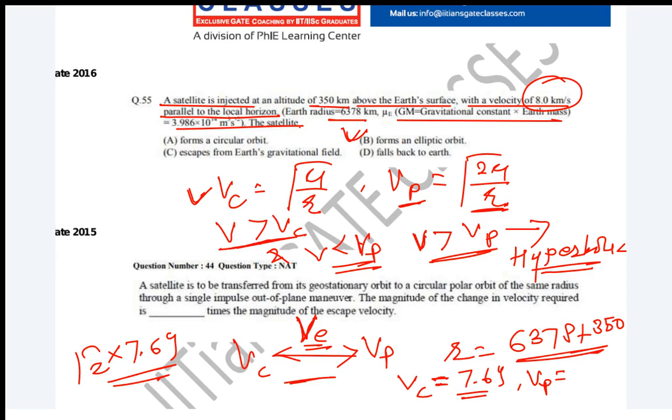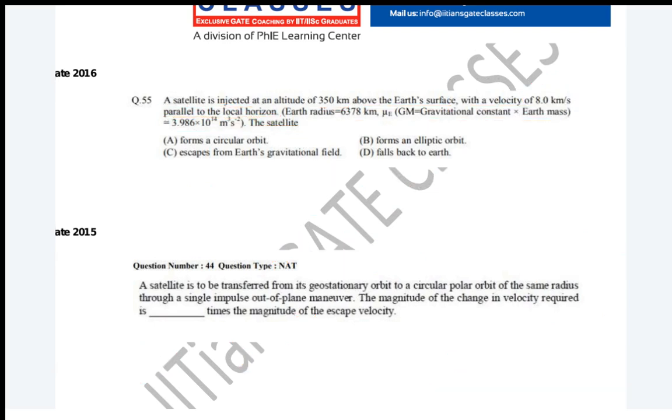Yes, so 10.88 kilometers per second. So that means the velocity is between parabolic and circular, so it is an elliptical path. Okay, so B is the answer. B is the answer.